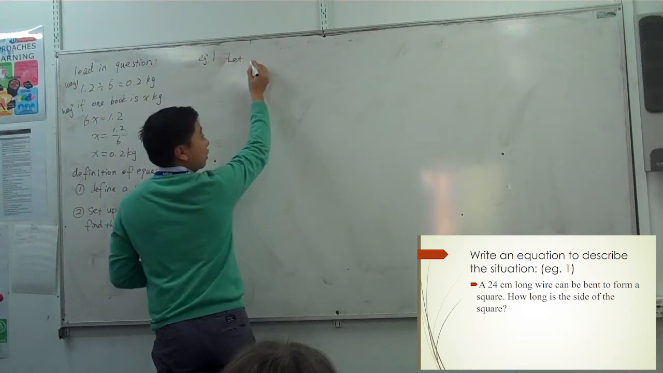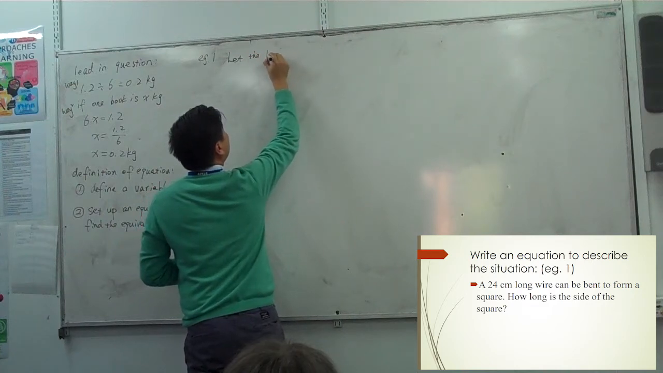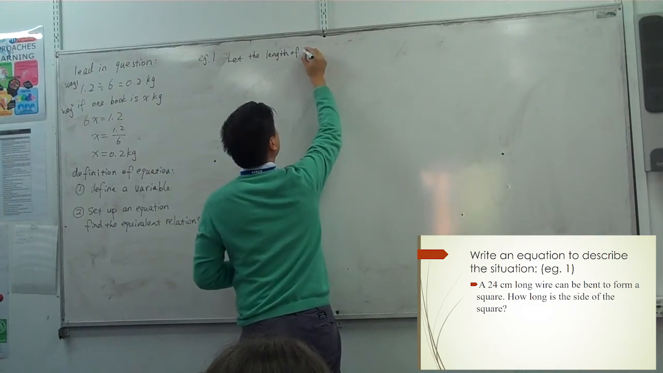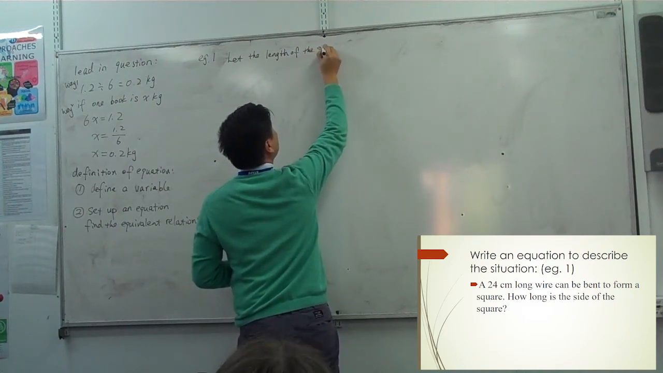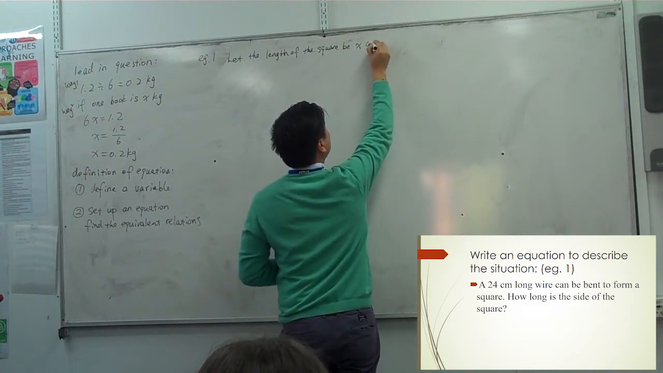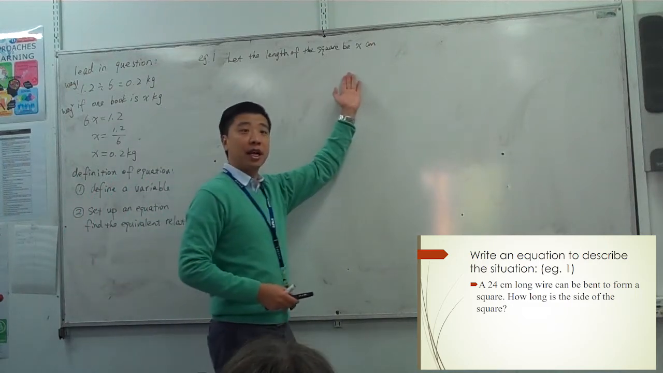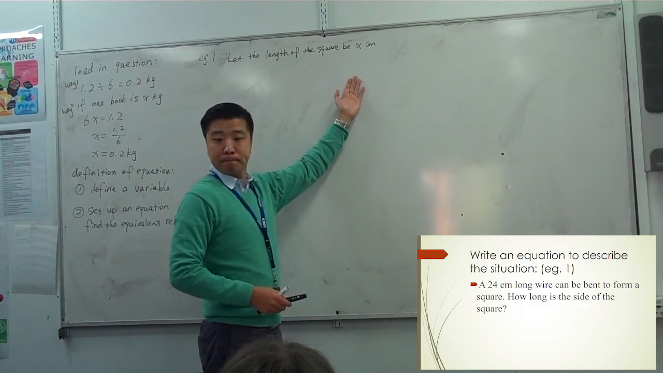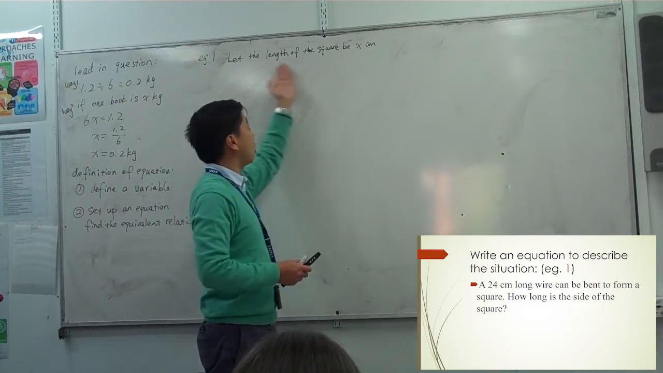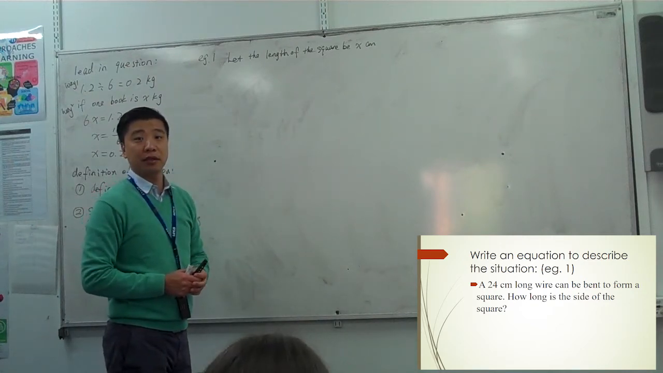Let the length of the square be X centimeters. Alright, so that is always your first step. Alright, please write down your worksheets. Okay, so this is always your first step. Let the length of the square be X centimeters.